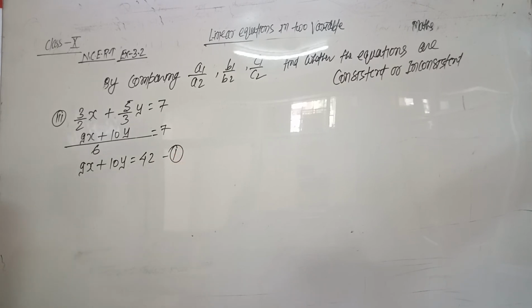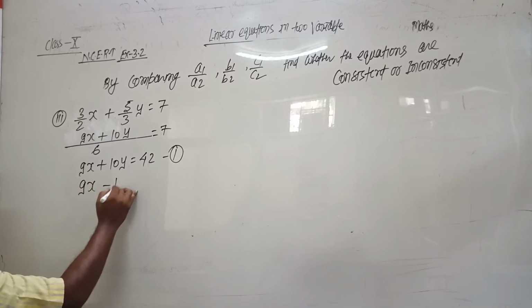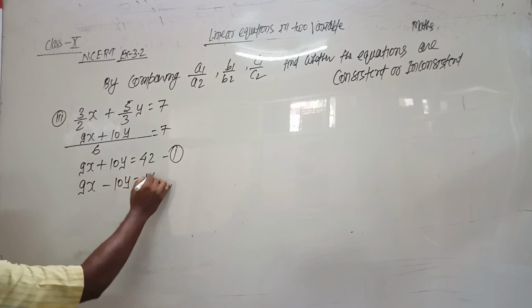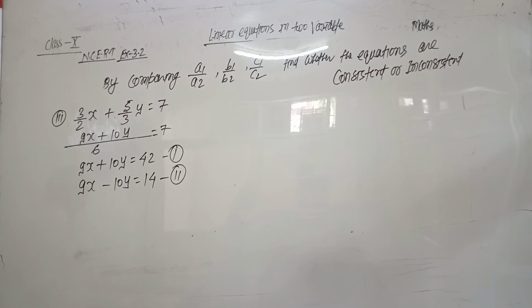This is the first equation. And the next is 9x minus 10y equals 14. This is the second equation which we have been given.